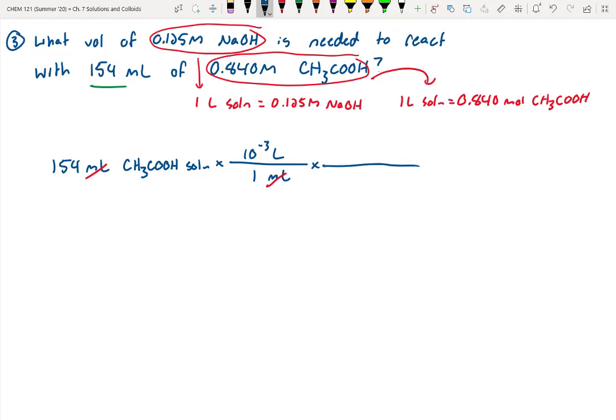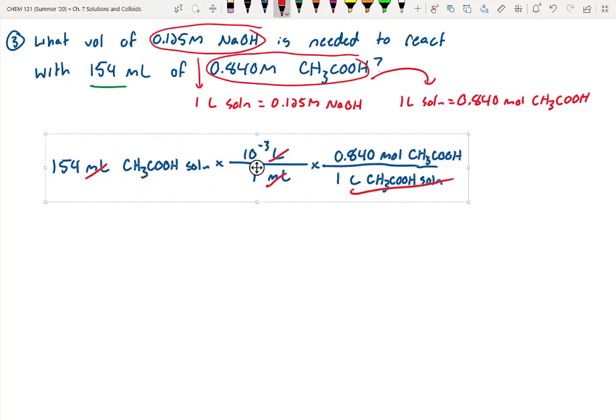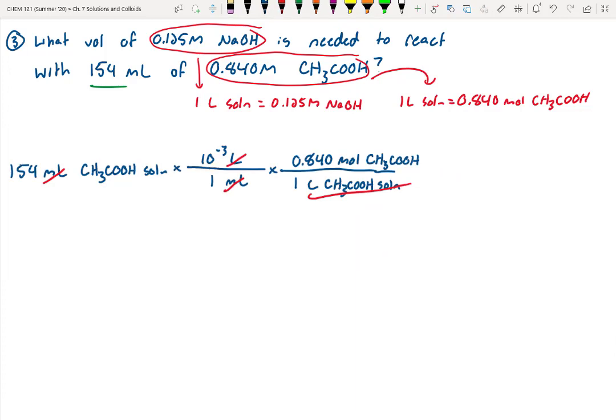And now we can say, well, 1 liter of CH3COOH solution has 0.840 moles, right? Okay, so now we've gone ahead and we've canceled out liters of solution, and we're left with moles of our acetic acid. So we're partway there. Sorry, I'm going to slide this over just so we have more room to work with. And now we could say, well, we know from the previous problem that for every 1 mole of our acetic acid, we need 1 mole of sodium hydroxide.